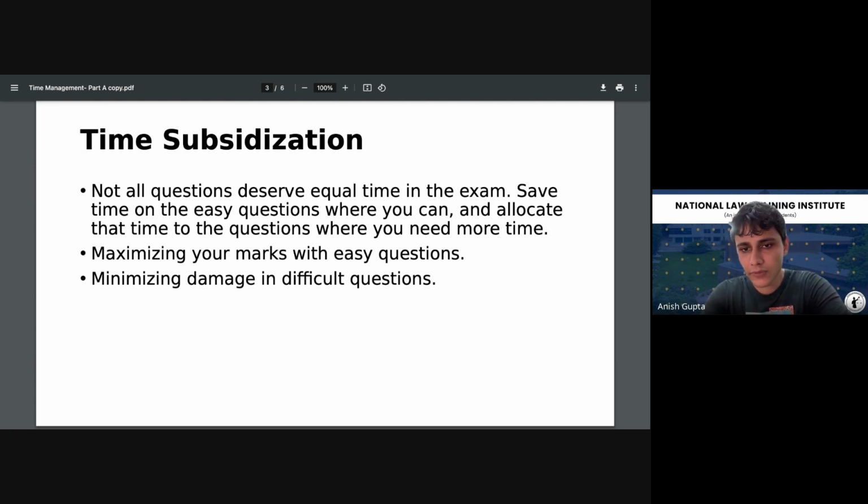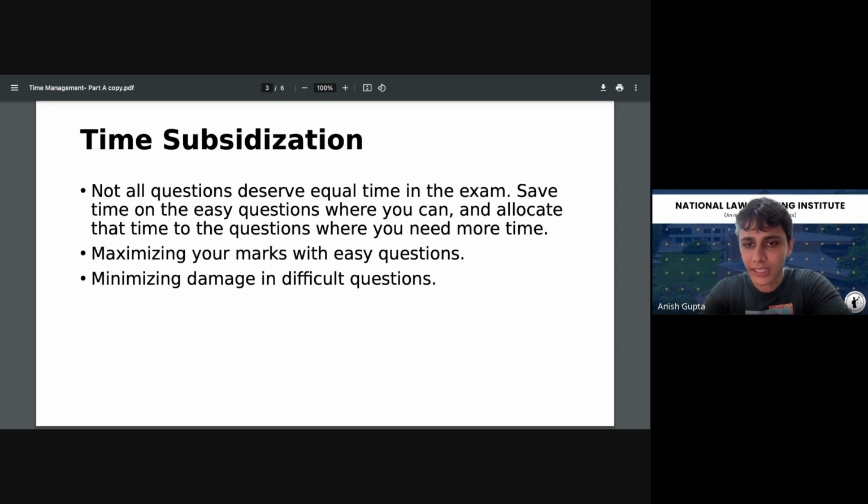This is what effectively we call time subsidization as well, which is that not all questions deserve equal amount of time. Make sure that you are able to save up as much time as possible on the easier questions. And how easy a question is sometimes is not just about the question itself, but also how much time you have. If your mind is relaxed, it's calm, and you are able to think freely, the question is much easier to attempt.